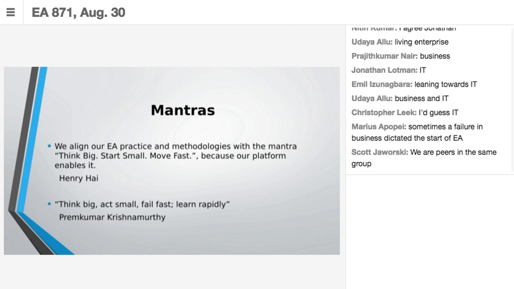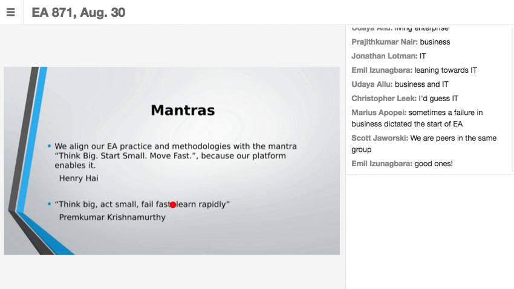So some mantras. We align our EA practice and methodologies with the mantra: think big, start small, move fast. That was Henry. And Prem Kumar: think big, act small, fail fast, learn rapidly. You learn rapidly because you fail fast. If it's not going to work, let's find out fast. So now we are moving away from these all-encompassing EA efforts to think big, start small, move fast, fail fast, learn rapidly.